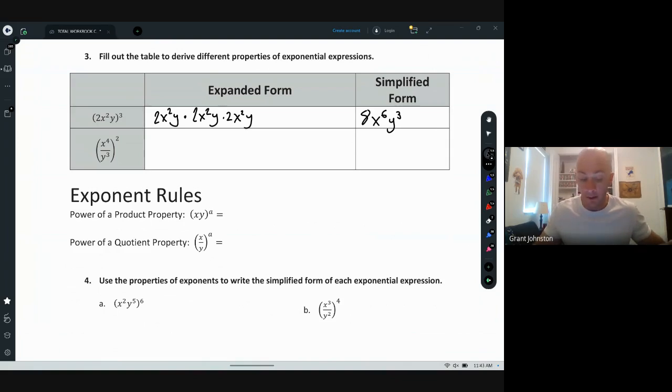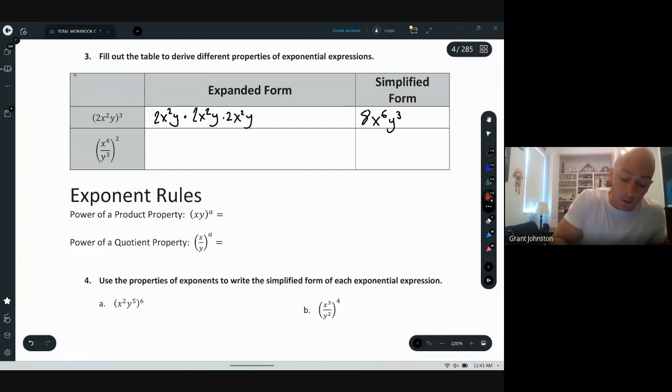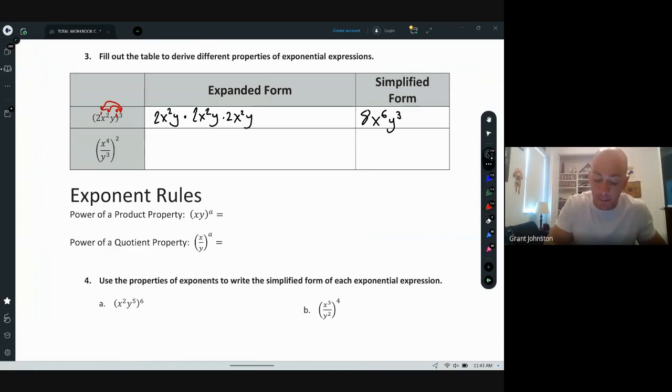So basically, when you have an expression written like that, this 3 goes to the exponent of everything inside. That's the property. So if I have x times y to the power of a, this is just x to the a, y to the a. That would be the rule.